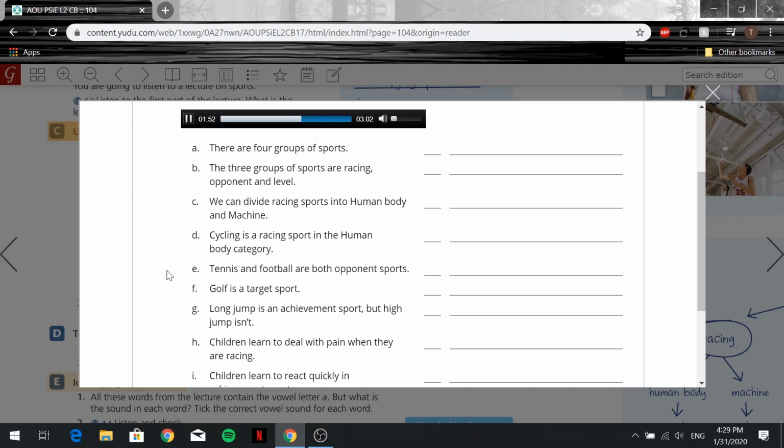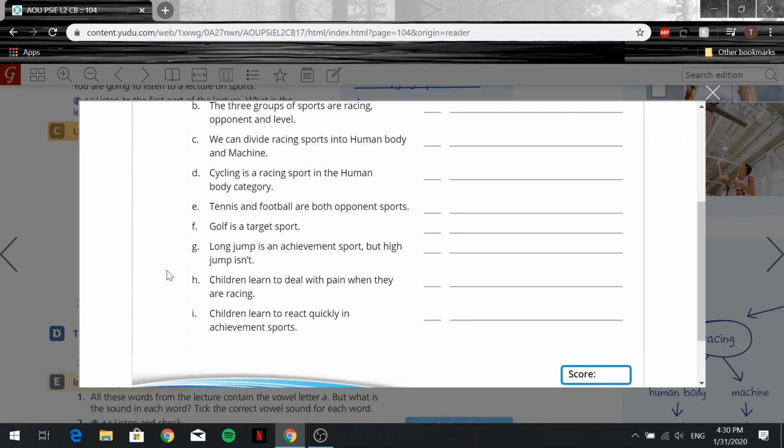In the high jump, we try to jump higher. Okay, so to sum up, we have heard about three categories of sports: racing, opponent, and achievement. We have seen that each category has two subcategories. In racing, it's human body and machine. In opponent sports, it's a person or team. And in achievement sports, it's target or quantity. Okay, I hope you have understood the classification.